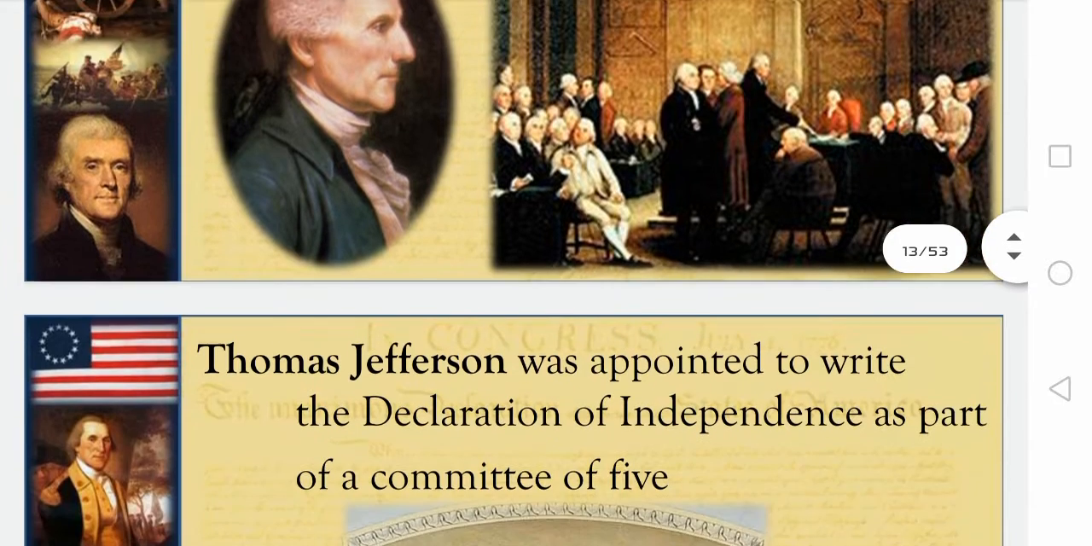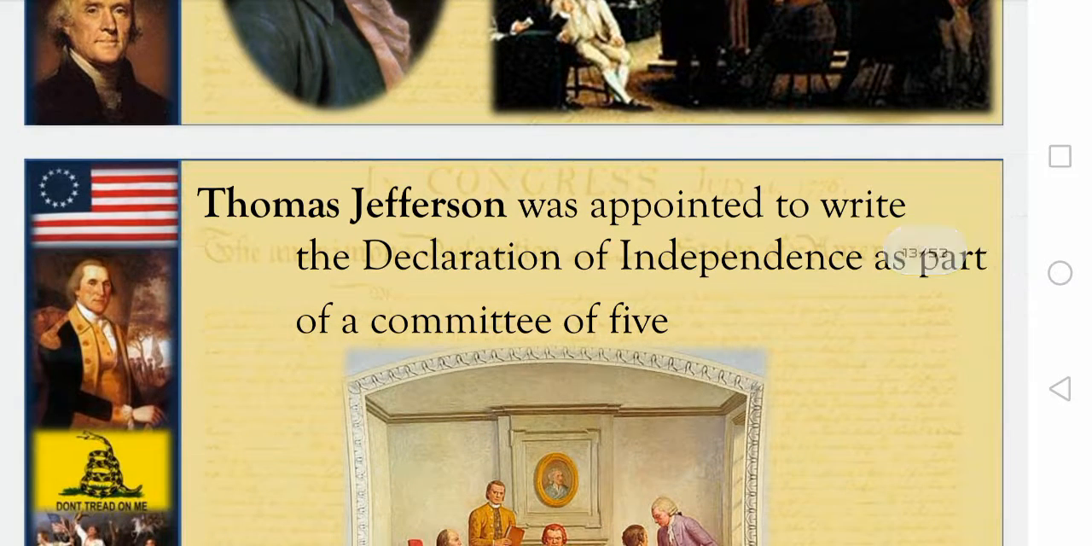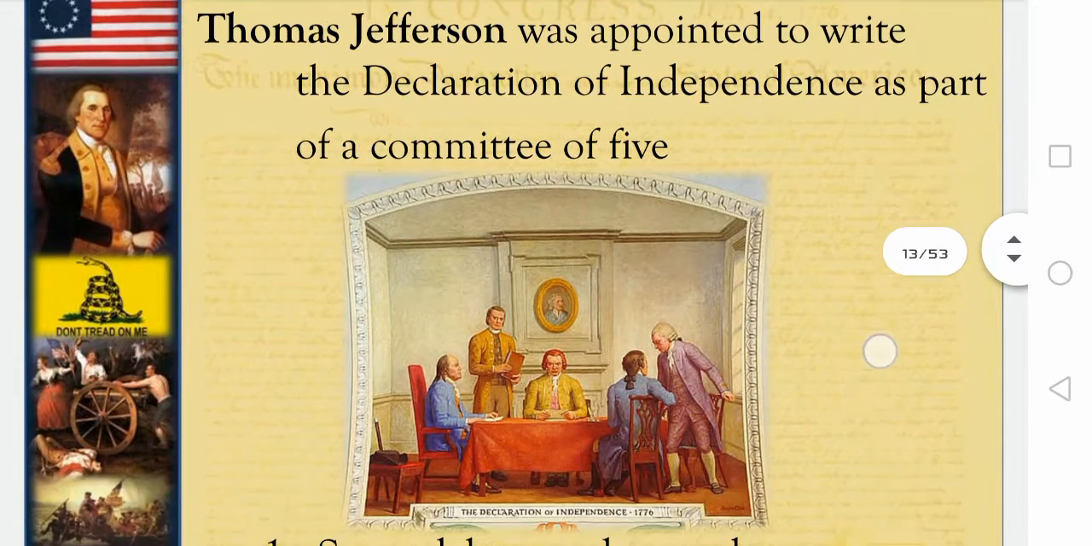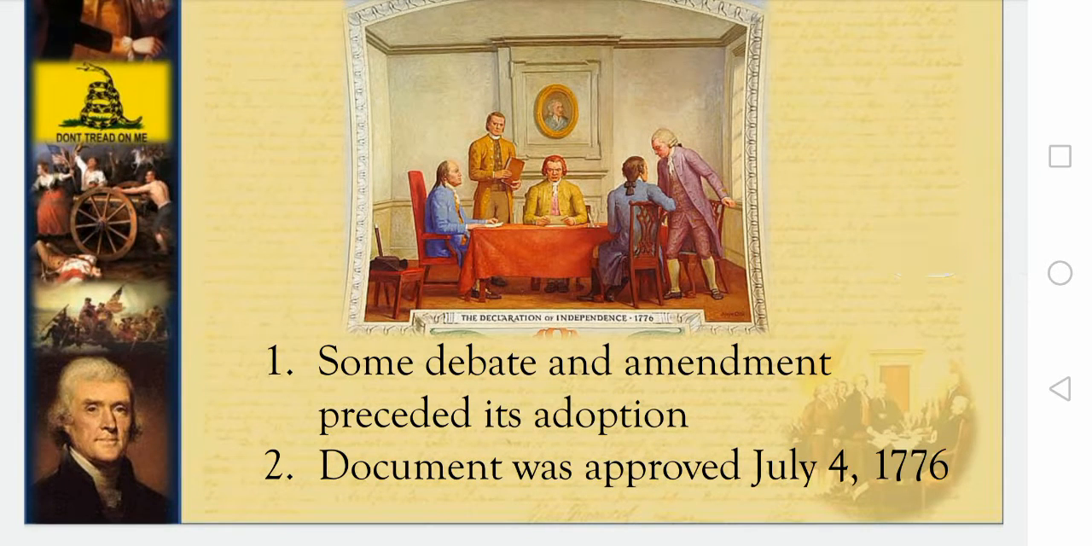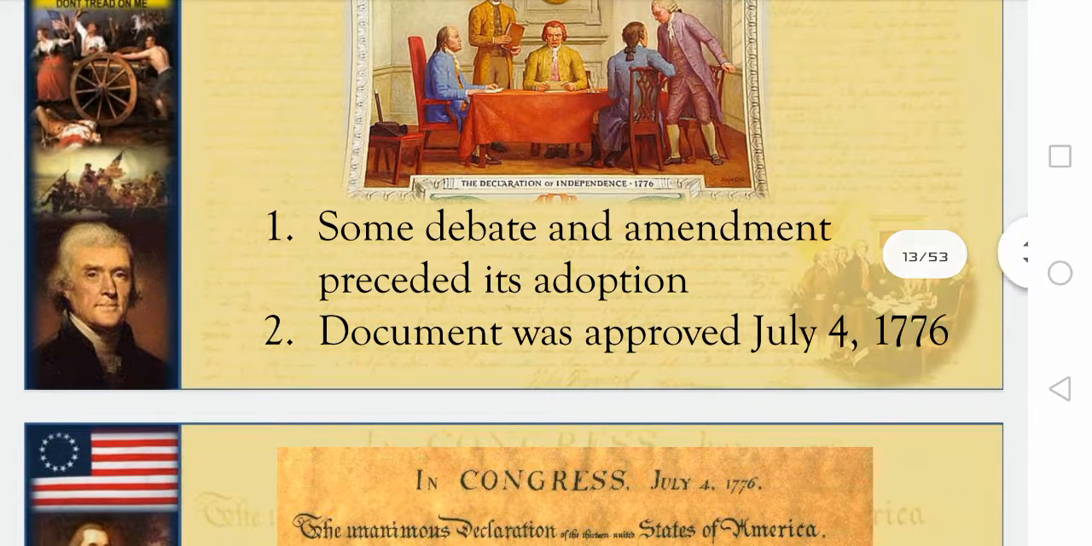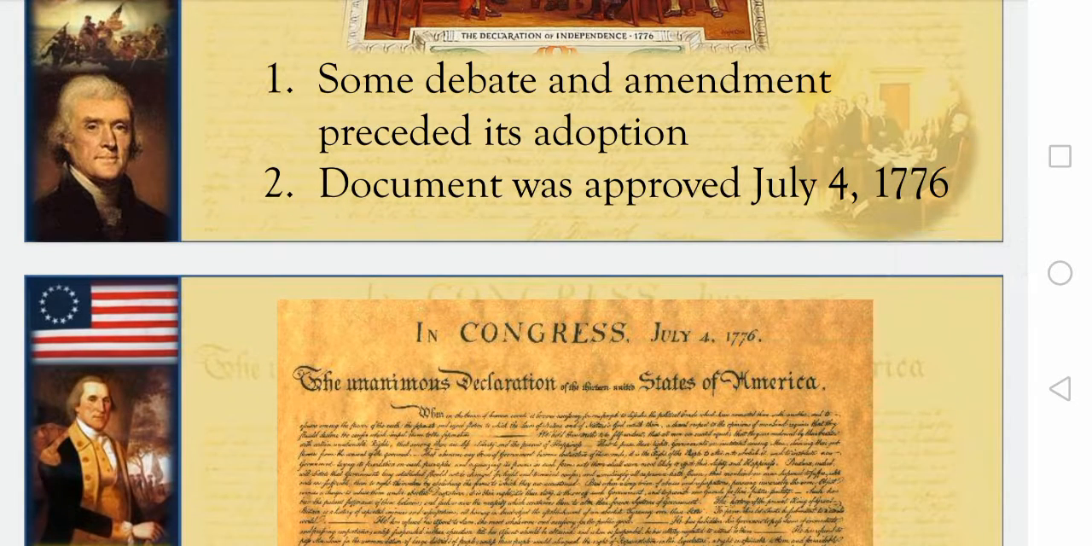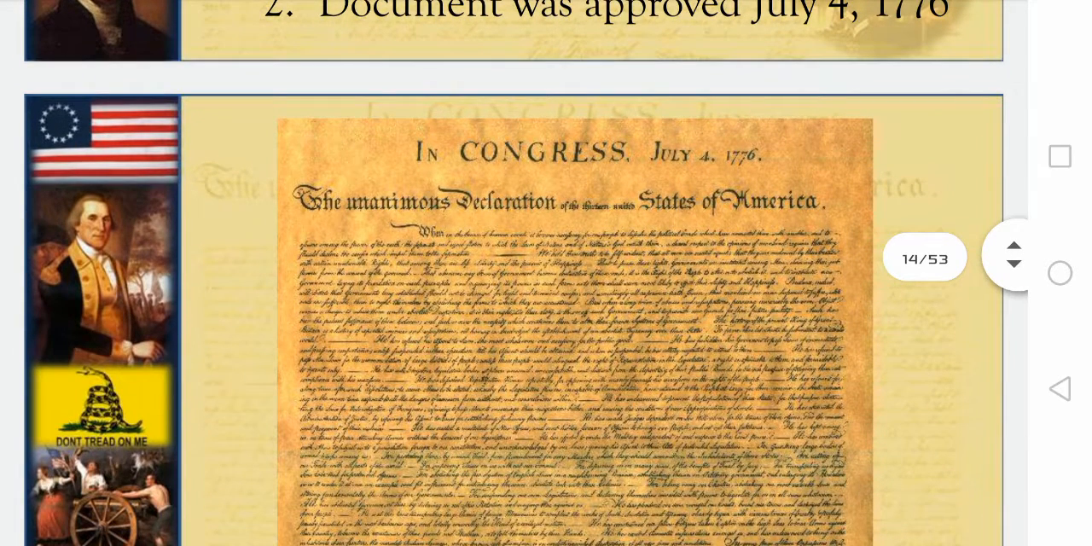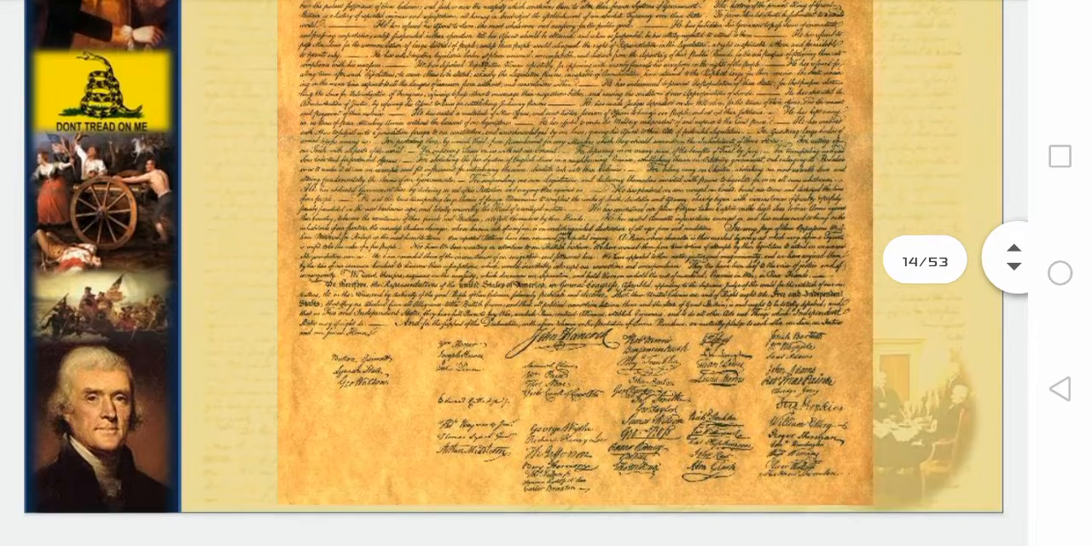You can see beautiful pictures. Now comes the role of Thomas Jefferson, who was appointed to write a Declaration of Independence as part of the Committee of Five. Some debate and amendment preceded its adoption, and the document was approved on July 4th, 1776. That's the whole paper.